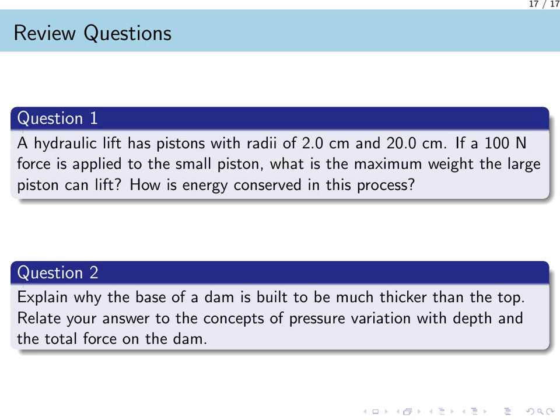The second question asks you to explain why a dam is built to be much thicker at the bottom. To answer this, think about how fluid pressure varies with depth. The pressure at the bottom of the reservoir is much greater than the pressure at the top. Therefore, the total force exerted by the water is greatest at the base, requiring a thicker structure to withstand it.